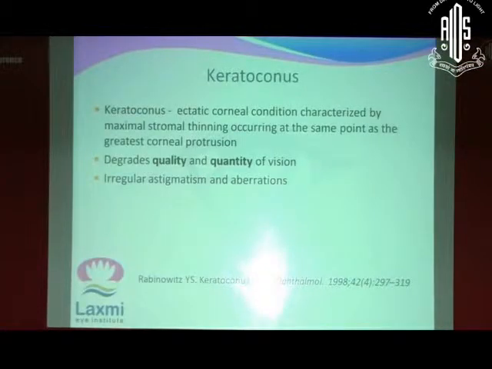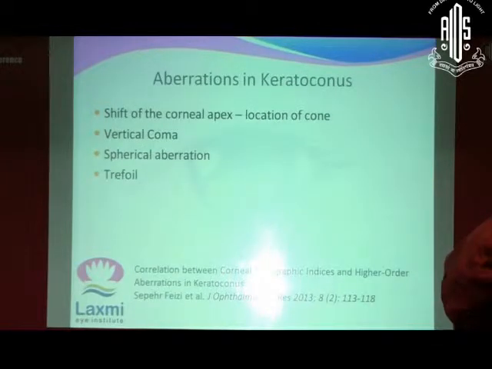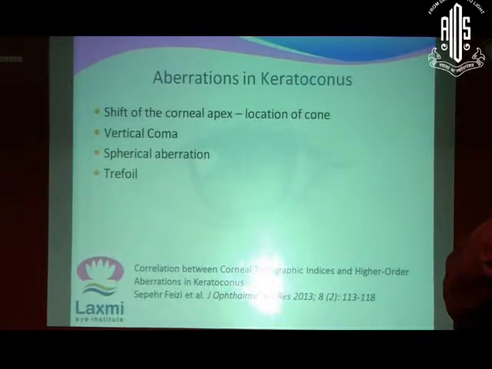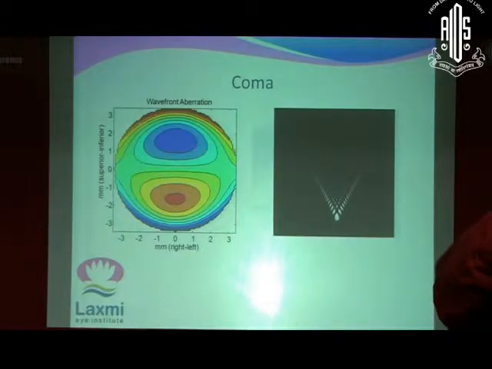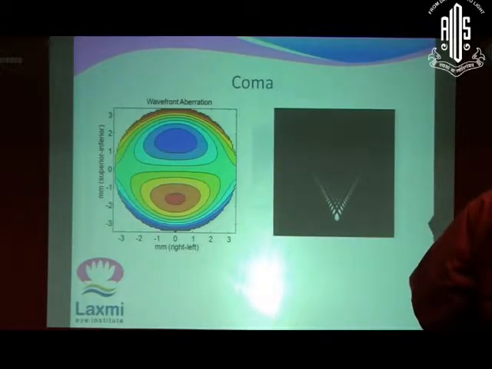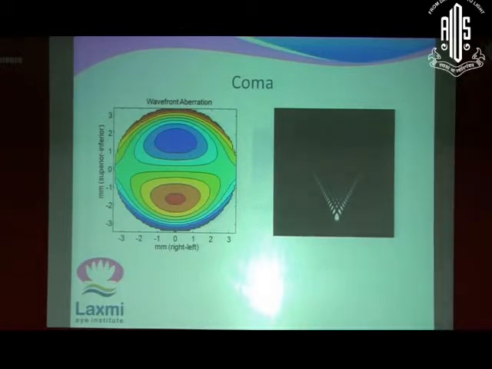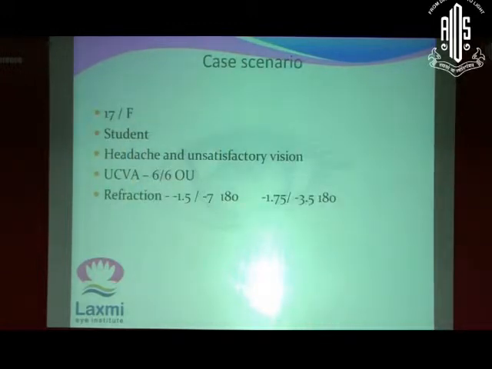It's also very imperative to know this, because any surgeon who's going to go into laser vision correction must be aware of the irregular aberrations that set in the eye. The various aberrations that are seen are principally vertical coma, spherical aberration, and trefoil. This is how a coma looks and impacts the vision. It looks like a comet.